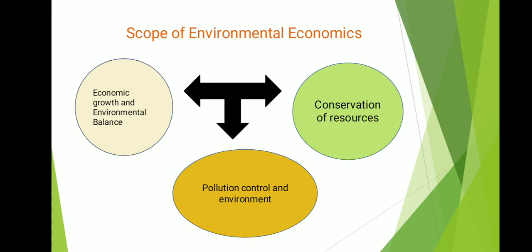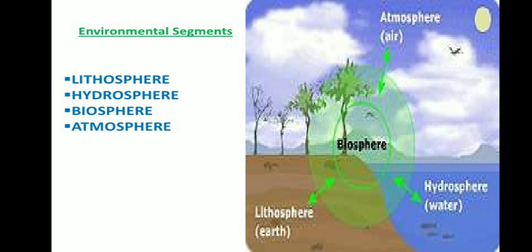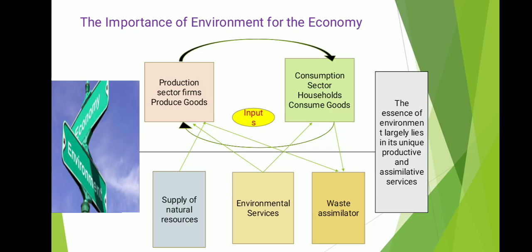We employ the typical characterization found in many textbooks and assume the economy can be divided into two sectors, that is production and consumption. Here, environmental segments. We all know about that: lithosphere, hydrosphere, biosphere, and atmosphere. These are the four elements which consist of various segments of the environment.